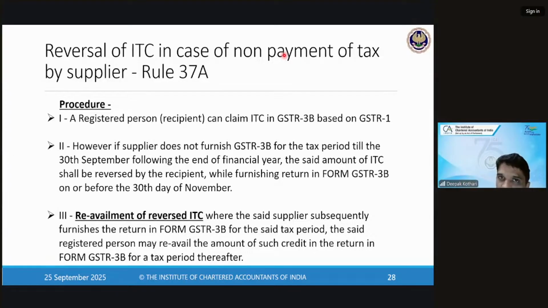ITC, remember all the sections. For other provisions, I would suggest the main sections like supply, time of supply, the supply provision section 7, and then the charging section 9. Those important provisions you just remember.